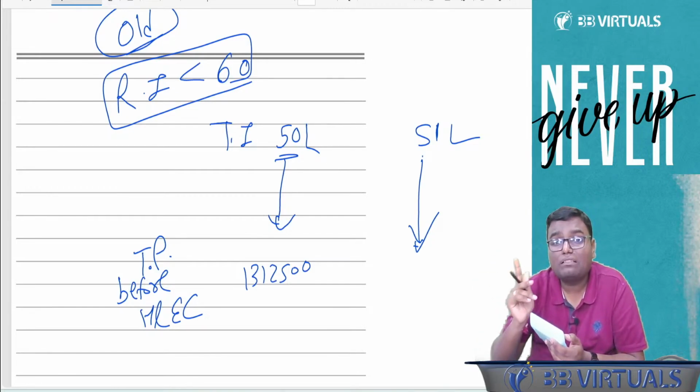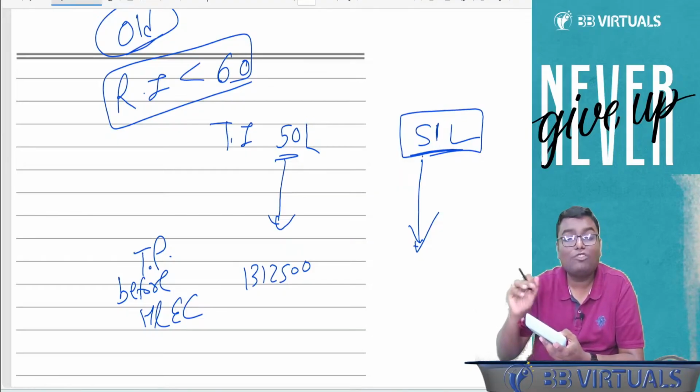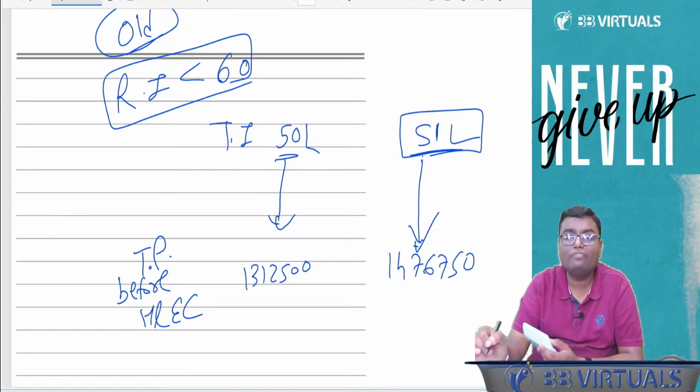But now 10% surcharge will also get applied because my income is more than 50 lakh. So when I say plus, I have to do 10%. Total will be 14 lakh 76,750.